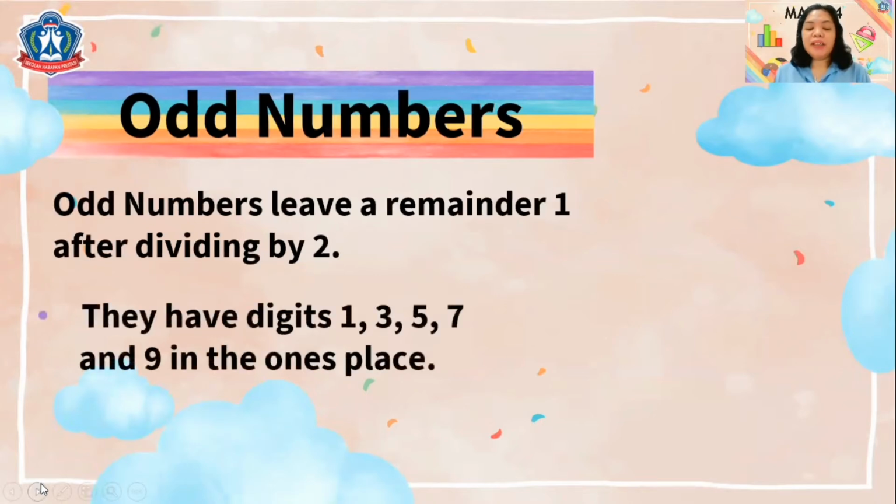And those numbers have digits 1, 3, 5, 7, and 9 in the ones place. For example, we have 83. Let's divide it by 2, and let's check if we can find a remainder of 1.